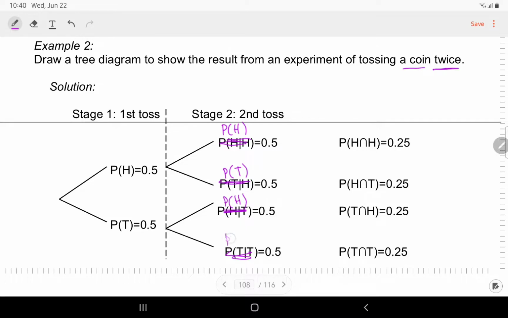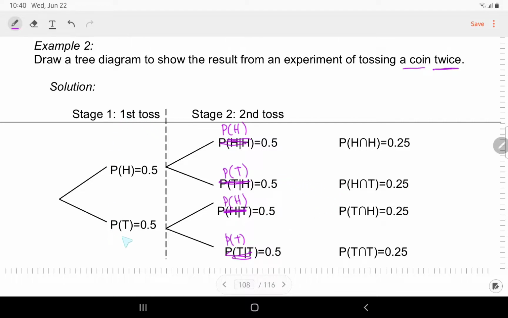PH, PT. Okay, maksudnya first toss here is head, and then second toss dia dapat head lagi. Ataupun first toss dapat head, second toss dapat tail. Kat sini first toss tail, second toss head, first toss tail, second toss tail. So each of this 0.5. Okay, 0.5 ini equal 1, sini pun equal 1.